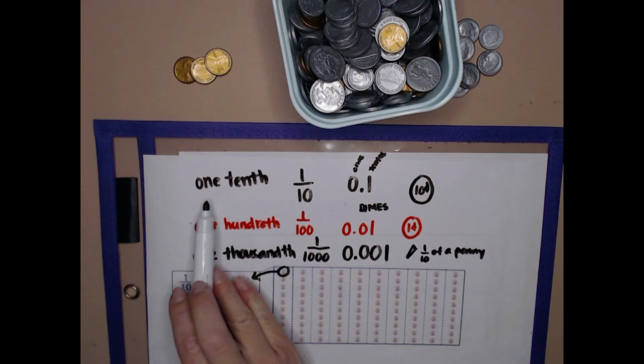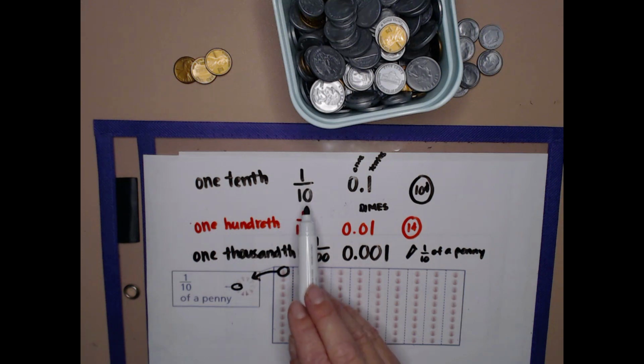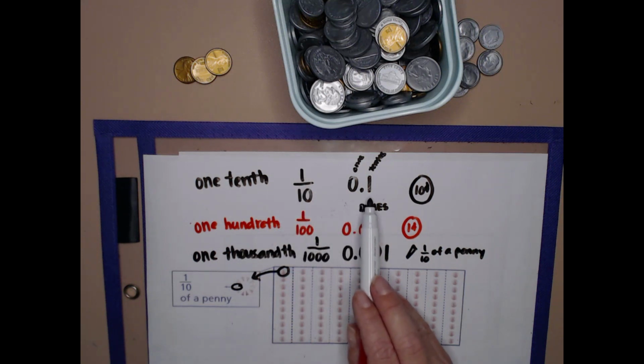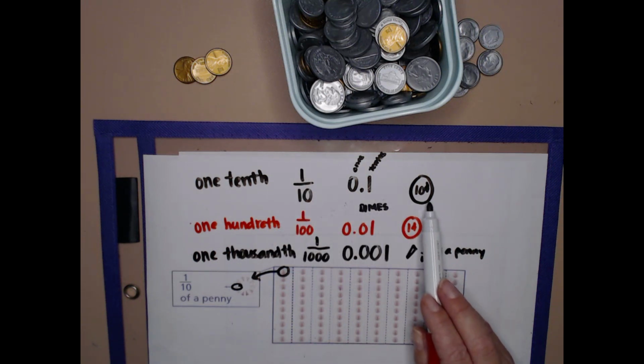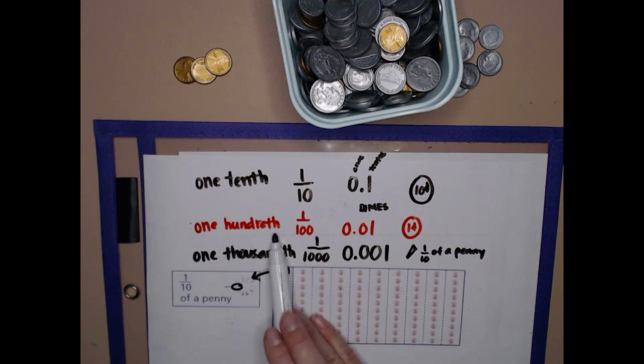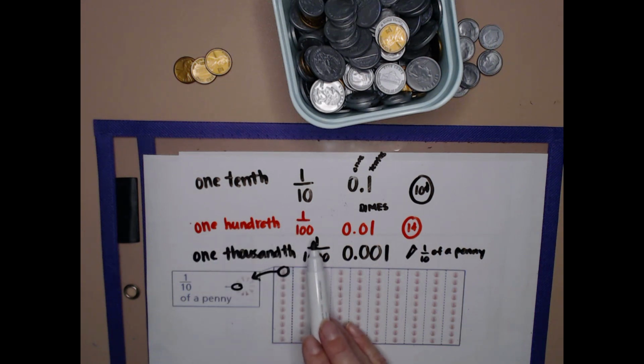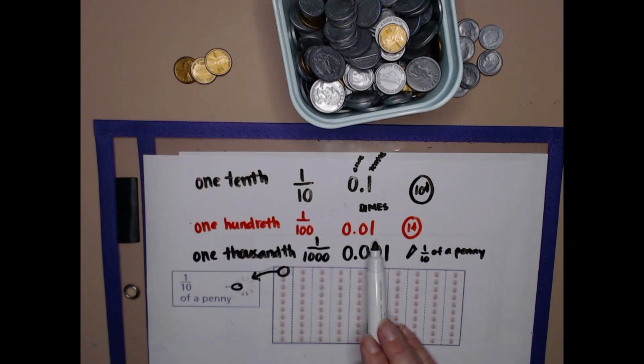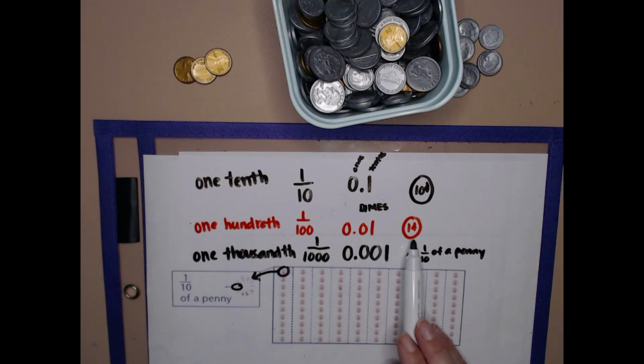Let's read them together. 1/10, 0 and 1/10. 1 dime. 1/100th, 0 and 1/100th. A penny. 1/1,000th, 0 and 1/1,000th. A part of a penny. 1/10 of a penny.